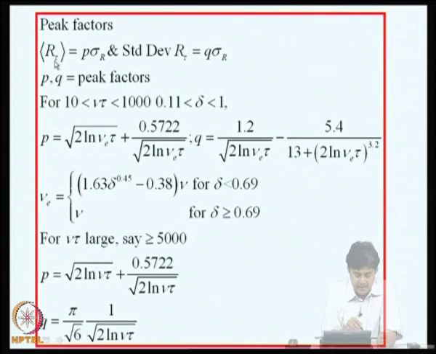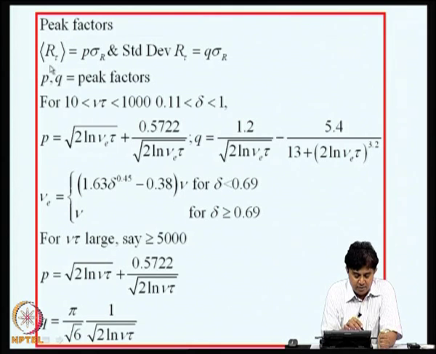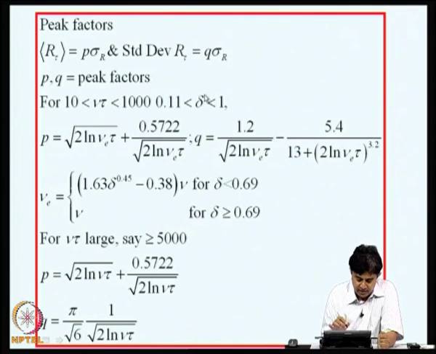Now, we are interested, for example, in the expected value of R_tau, and we will express this as a factor p into the standard deviation of R_tau. So, I write it as p sigma_r, and the standard deviation of R_tau I write it as q into the standard deviation of R(t). Sigma_r is the standard deviation of process R(t), and these p, q are known as peak factors. So, there is information available on how these peak factors behave, and some of these I have provided in the earlier lectures. So, these are slightly more generalized.